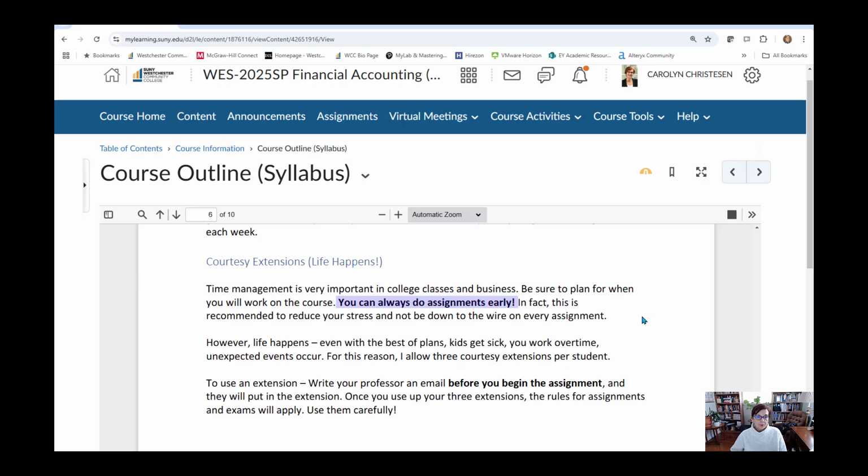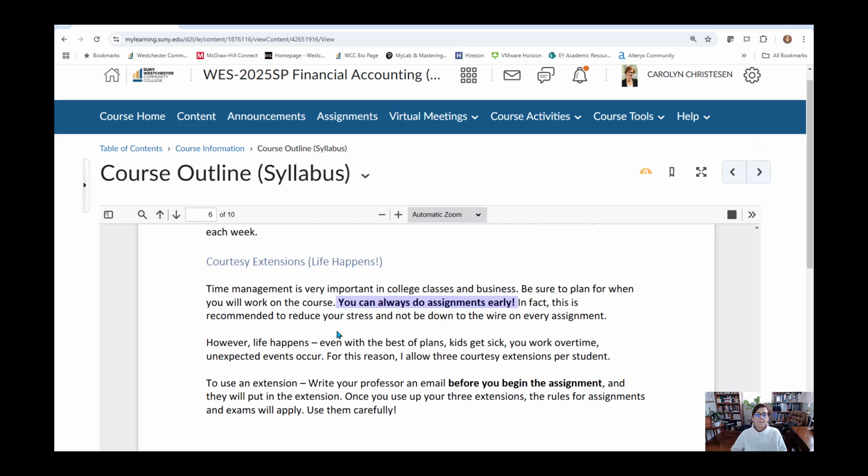This is my own personal policy also. When I have a due date, I tend to do it early because I don't like running up against the clock and being stressed, right? So by doing assignments early, you will avoid stress. So if your assignment is done a week early, then you don't have to worry if your boss keeps you late or something, right?